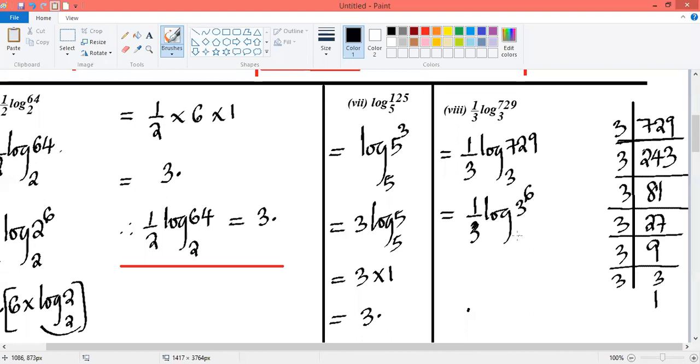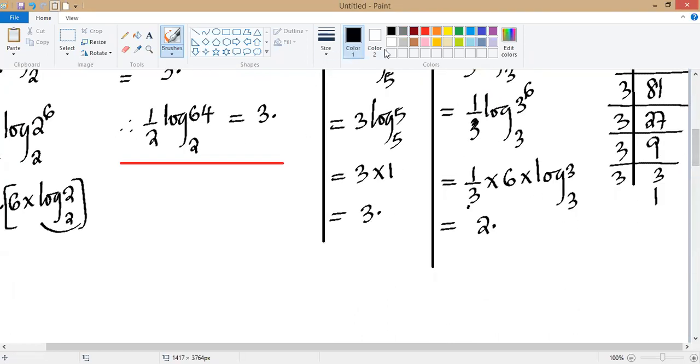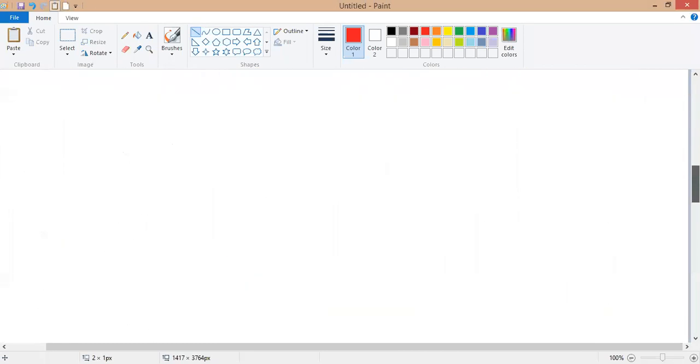So we notice that this is the same as a third, the log of 3 to the power 6 of base 3, which can be put down as a third times 6 times log of 3 base 3. And that gives us a 2, because log 3 base 3 is 1. That ends us at a 2. So be keen with the presentation, and you can't fail to get the answer.